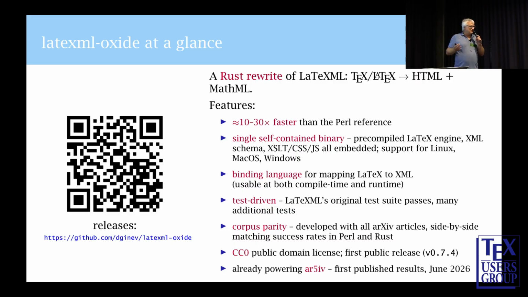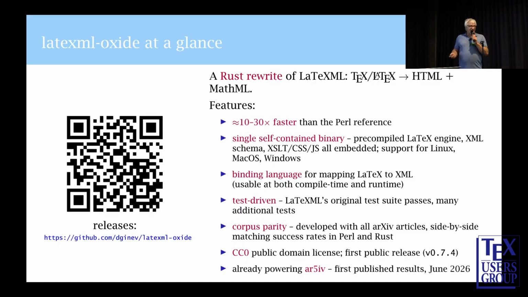which brings down the cost of conversion of the whole archive to a day, which is a nice speed. In addition, it's one self-contained binary. No super complex setup. It already has the LaTeX dump, everything in the binary itself, including CSS, JS, everything that is necessary. It's supported on all the usual machines. We even managed to get a Windows version somehow out of the door.